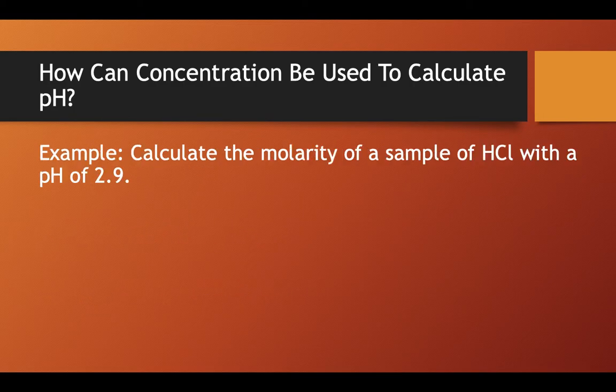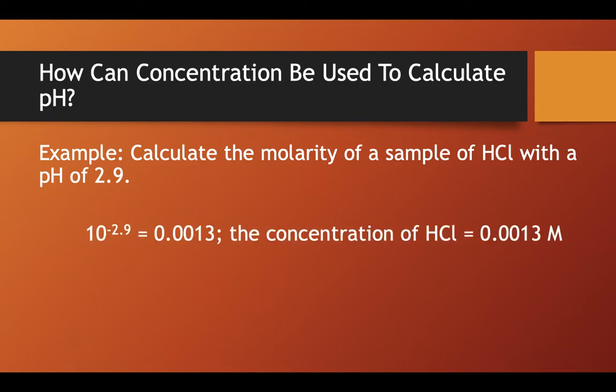So here's an example problem. You can see that it's really not going to be complicated. If we have to calculate the molarity of a sample of hydrochloric acid and we're given the pH, all I'm going to do is take base 10 and put it to the power of negative and then that pH value, 2.9, and hit enter in the calculator. And then the value that's given to me is the concentration of the acid. So that value that the calculator will give you is 0.0013. And so that would be the molarity of that acid.